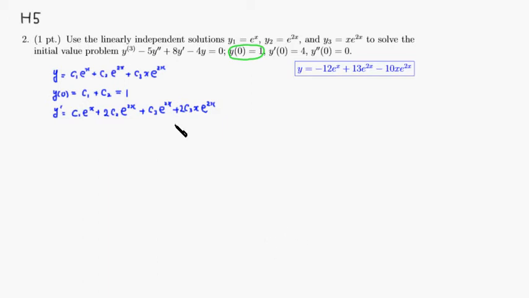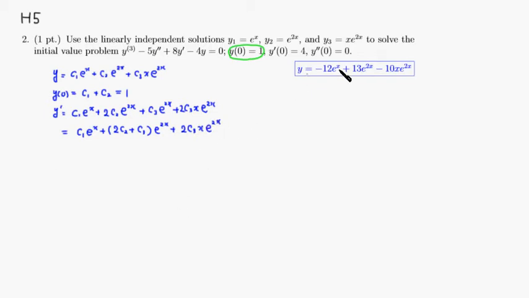Then we can combine things a little bit together here. For example, C1 e to the x is by itself. But these two guys I'm going to put together. So you have 2C2 plus C3 e to the 2x. And then you have 2C3 x e to the 2x.